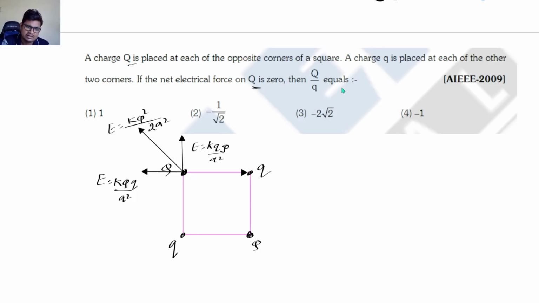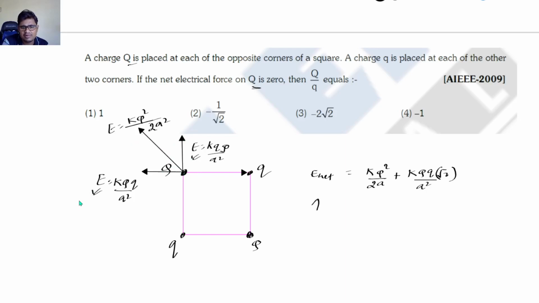Now I can say that the resultant of this electric field and this electric field will be in the same line. So E net, if I write, will be kq square by 2a square plus kQ by a square times root 2, because the resultant of this electric field and this electric field will be on this line only. Because they are equal, it will be along the angle bisector.